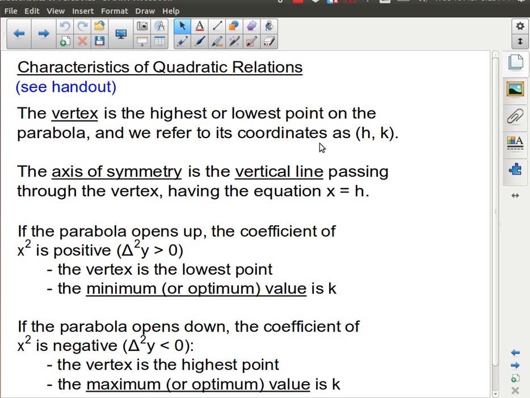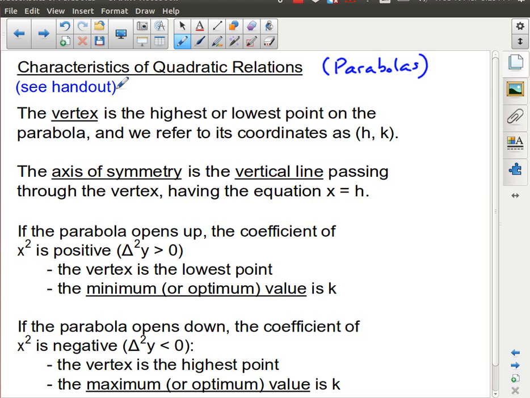In this lesson, we're going to be looking at the characteristics of quadratic relations. Specifically, we're going to be looking at the characteristics of the graphs of quadratic relations, and those graphs are known as parabolas. When we talk about characteristics, we'll be talking about those two interchangeably. Sometimes you'll hear it referred to as the characteristic of a parabola or vice versa.